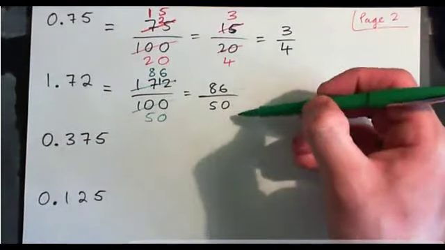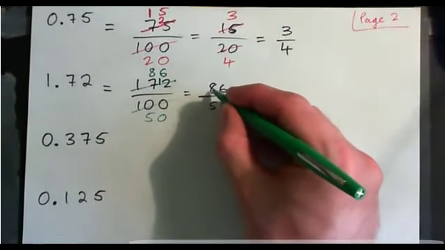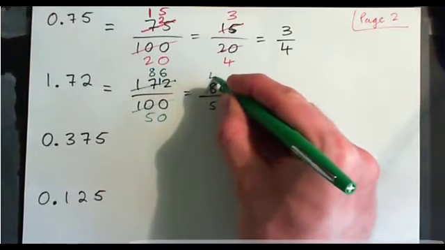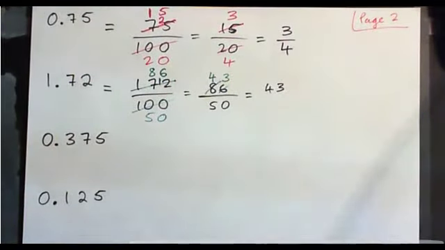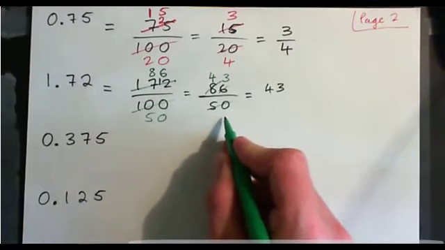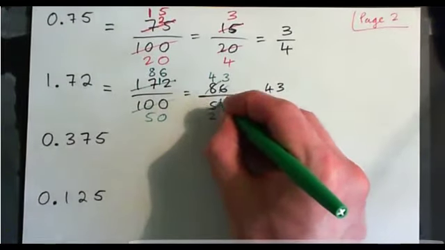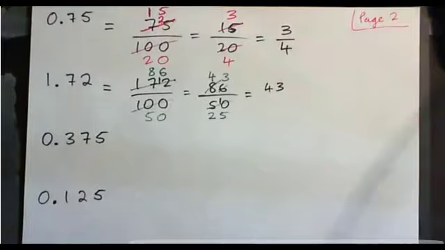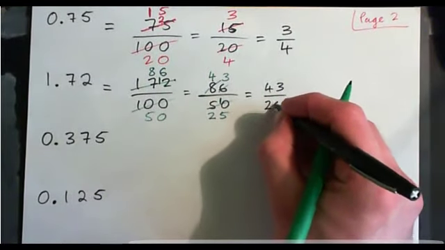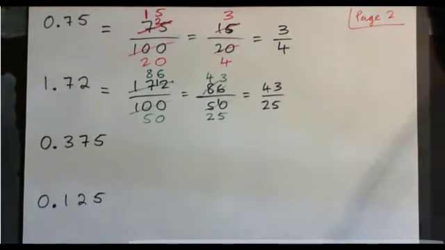Now, the top and bottom are both even numbers again, so I'm going to divide by 2 again. 2 into 8, 4 times. 2 into 6 goes 3 times, right? So that's 43. And then do this one, 2 into 50. Well, 2 into 5 goes twice, remainder 1. And now what's 2 into 10? It's 5, isn't it? So I have 43 25ths.